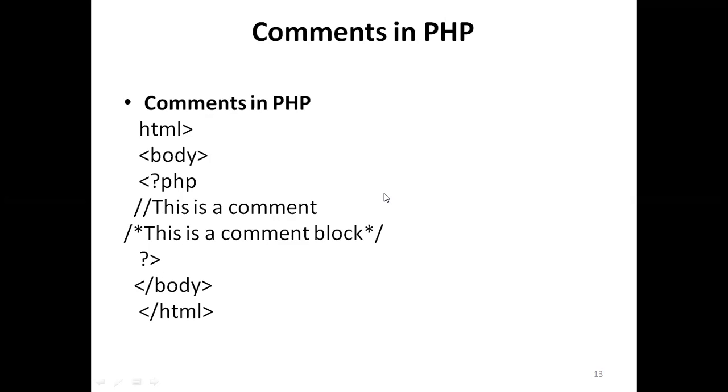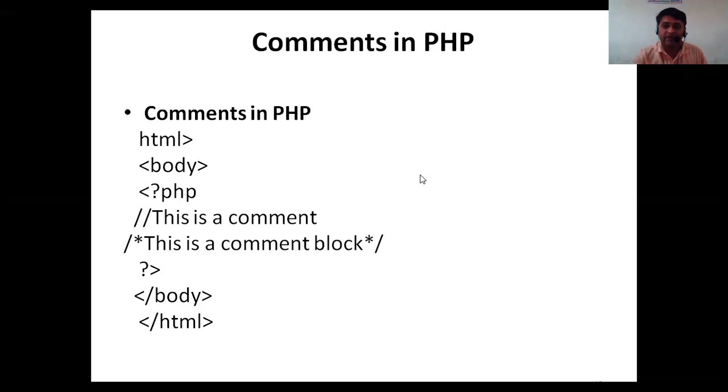Then comments in PHP. Comments in PHP are similar to C and C++. Look at this code: HTML is the outermost tag, then body, then PHP. There are different ways to give a comment. Double slash, this is a comment, and slash asterisk, we write the statement, then asterisk and slash to close. Then close the PHP syntax, close the body and close the HTML. It means your comment will not appear on your page. It will be hidden. So remember that this is a comment in PHP.